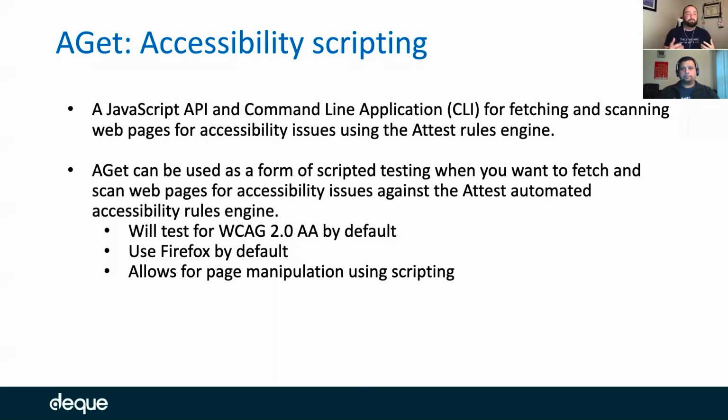AGet can be used as a form of scripted testing when you want to fetch and scan web pages for accessibility issues against the attest automated accessibility engine's rules. The cool thing about it is it will scan and test for WCAG 2.1 AA now too by default. It'll use Firefox and allows for page manipulation using scripting. Okay, but the really cool thing about this is it does allow you to do those critical user flows.